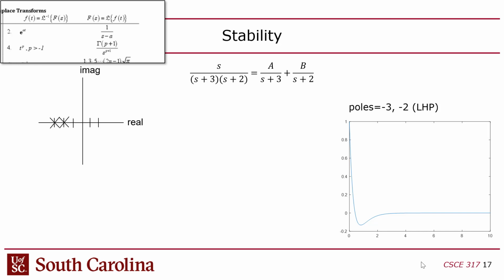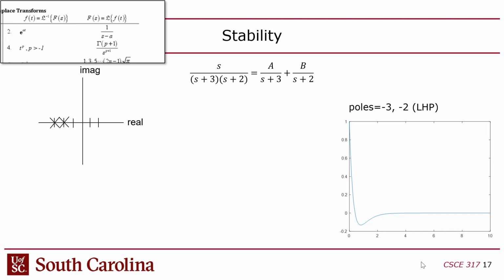Okay, so how about a system that's stable? What would that look like? Well, it's easy to figure out, right? You can create your own transfer function. Just make sure that the poles all have negative real components, which in this case, like I said, we don't have any imaginary components.